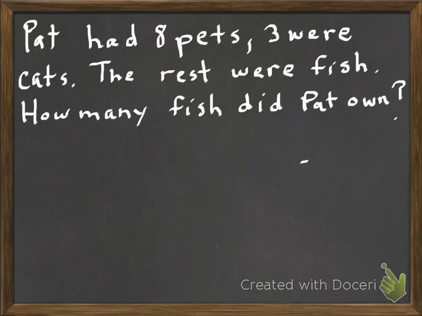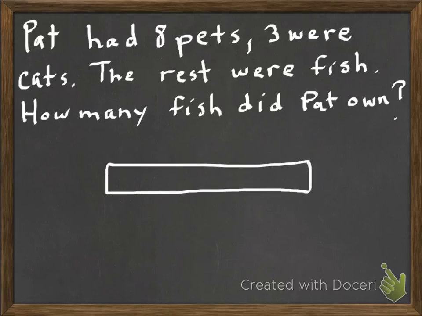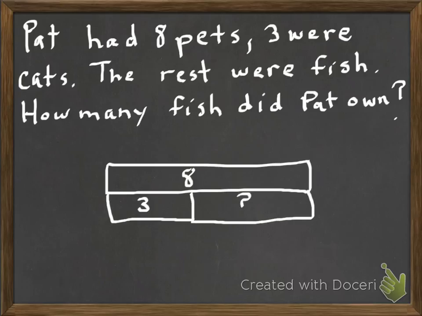All right. Did you draw your top bar model? Top bar showing all of Pat's pets. There were 8. Now some of his pets were cats. We know that 3 were cats. What we don't know is how many fish Pat owned.